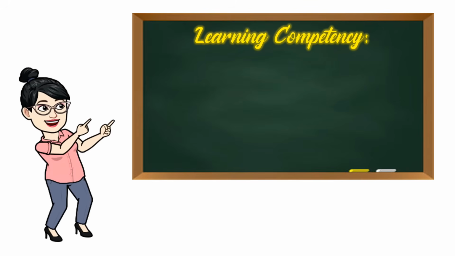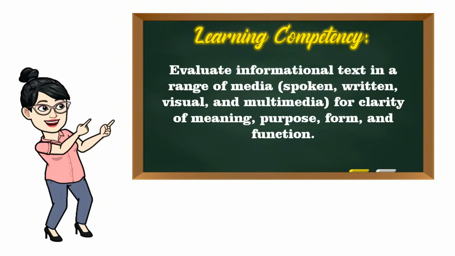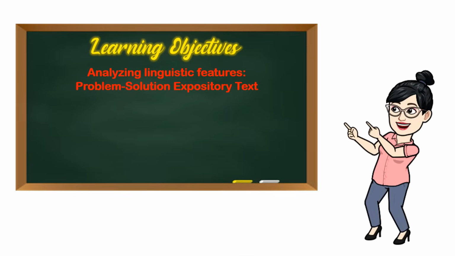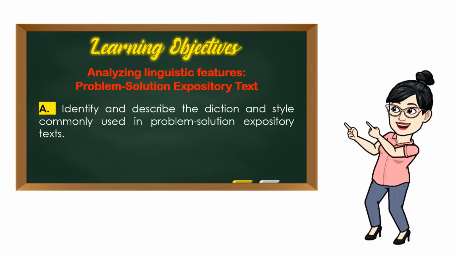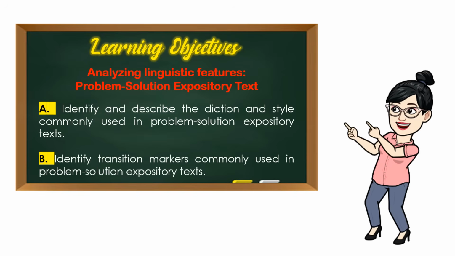Our target learning competency for this video is evaluate informational text in a range of media for clarity of meaning, purpose, form, and function. And here are our lesson objectives. Analyzing linguistic features. Problem solution expository text. Identify and describe the diction and style commonly used in problem solution expository text. Identify transition markers commonly used in problem solution expository texts.